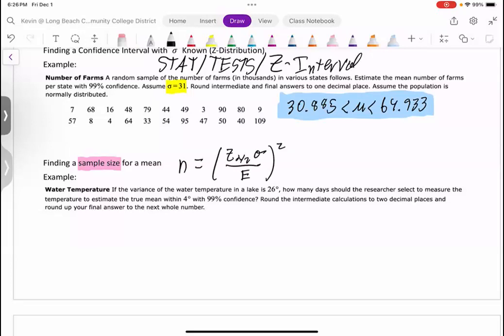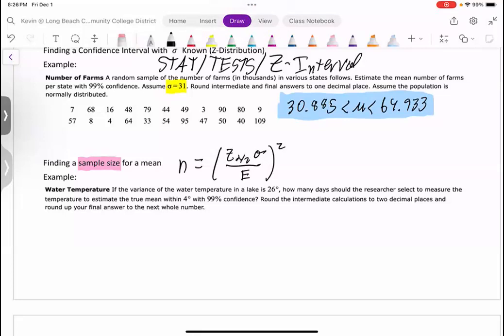This is not particularly difficult to calculate or to get this formula, but just to read this to you, this is z sub alpha over 2, so we're going to have to calculate that, times sigma, so again, sigma must be known, divided by a known error. So I want to take a look at our actual problem here, and I want to read it and pick out the bits and pieces that we have, and then use our formula.